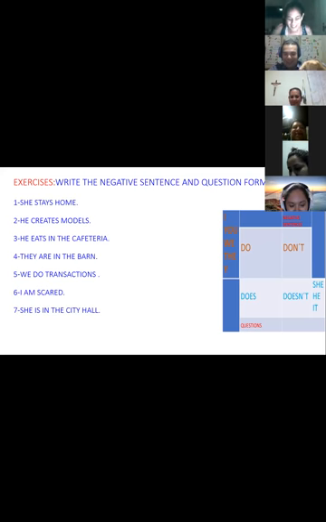Number two, Elizabeth. Okay. He creates models. He doesn't create models. Does he create models? Possible answers? No, he doesn't. Oh, yes, he does. Excellent. That's good. Omar, number three.